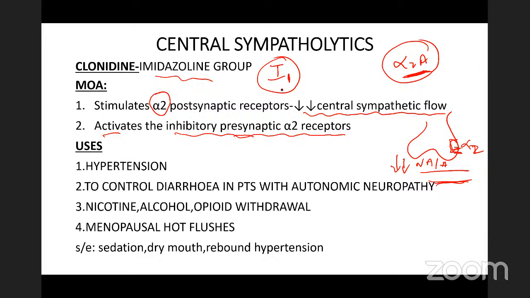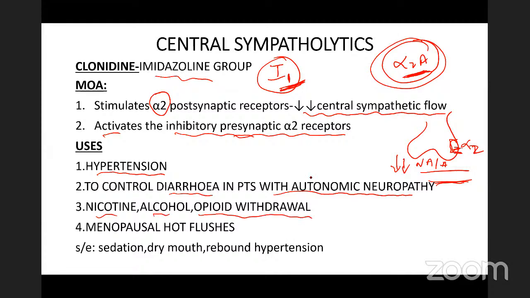So obviously it is a treatment of hypertension. We discussed how it reduces BP. So what are the other uses of this clonidine? It's used to control the diarrhea in patients with autonomic neuropathy. It causes alpha 2 receptor mediated sodium retention, so that produces a beneficial effect in the treatment of diarrhea in patients with autonomic neuropathy.